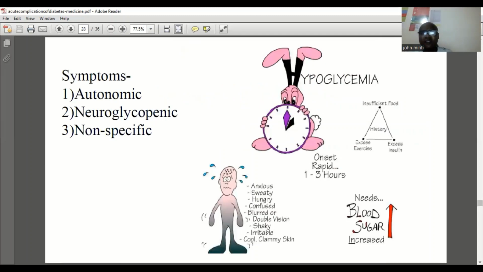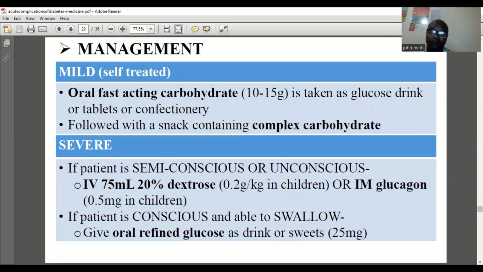So what are the symptoms of hypoglycemia? There are three types: autonomic, neurogenic, and non-specific. There is a history of insufficient food intake, or most likely excessive exercise or excessive insulin, and the onset is 1 to 3 hours. The patient will manifest with anxiety, sweating, anger, confusion, blurred vision, shakiness, irritability, and cool, clammy skin, and the patient will require sugar as quickly as possible.